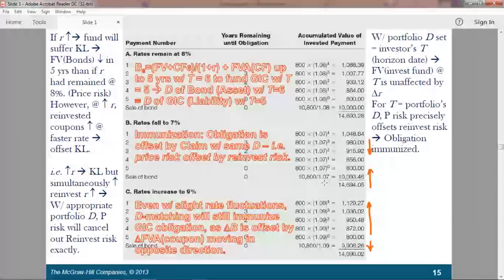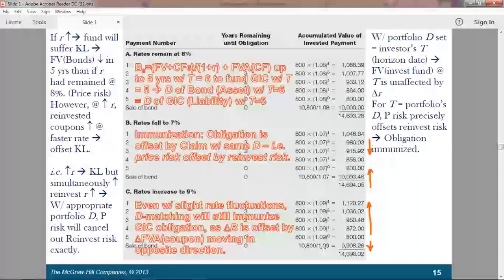What if interest rate goes up to 9%? When interest rate goes up to 9%, all of our future values of the coupons will be greater, right? Because they are all reinvested at a higher rate. But then our face value of the bond and the last coupon payment gets discounted by a larger denominator. So the present value of that will be smaller.